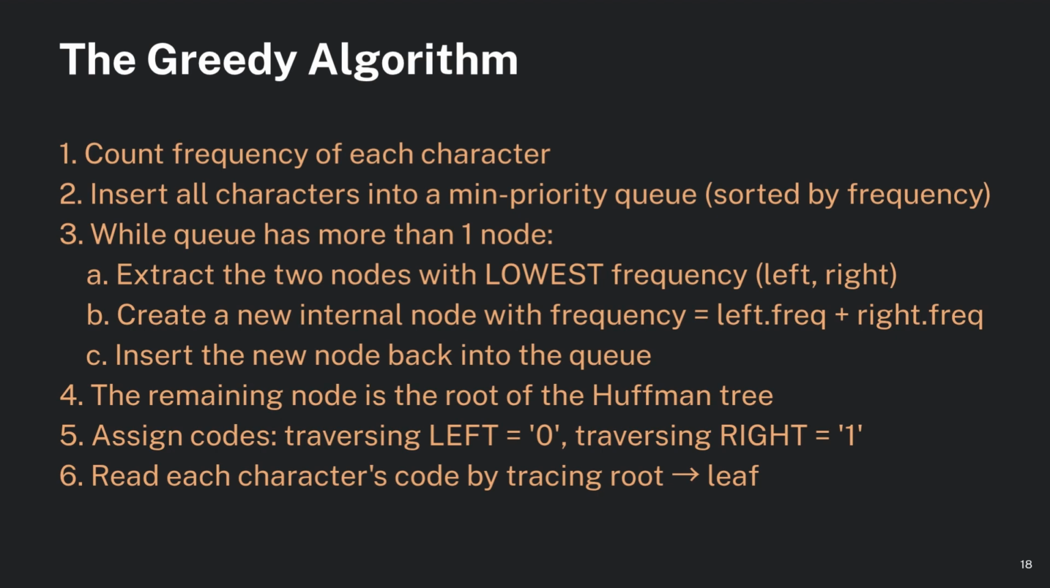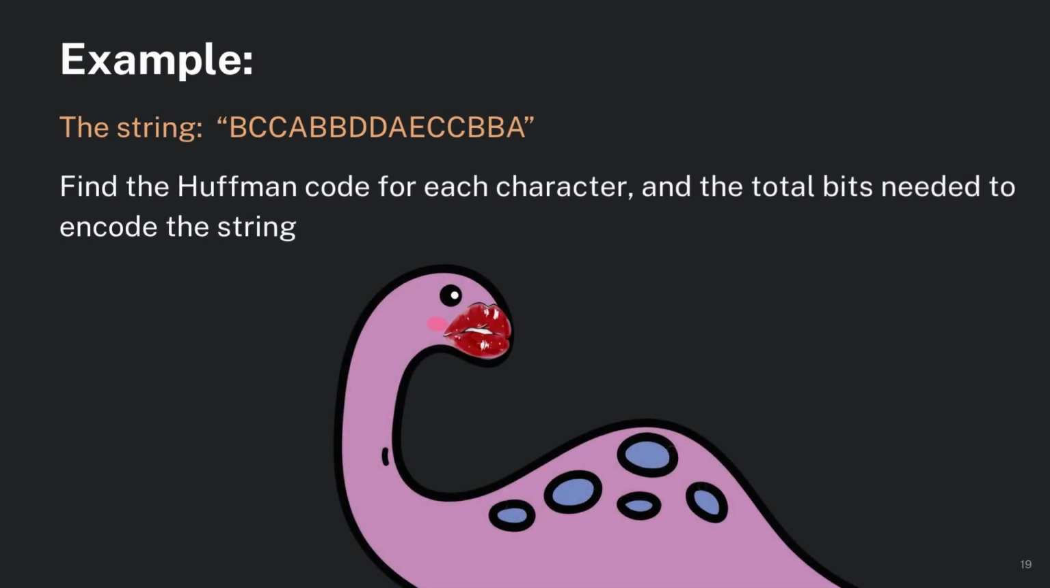And at the end of the day, in order to assign codes, we read each character's code by tracing the root to leaf path. And while doing that, if we go left, we write 0. If we go right, we write 1 in the code. Let's solve an example to see how it works.